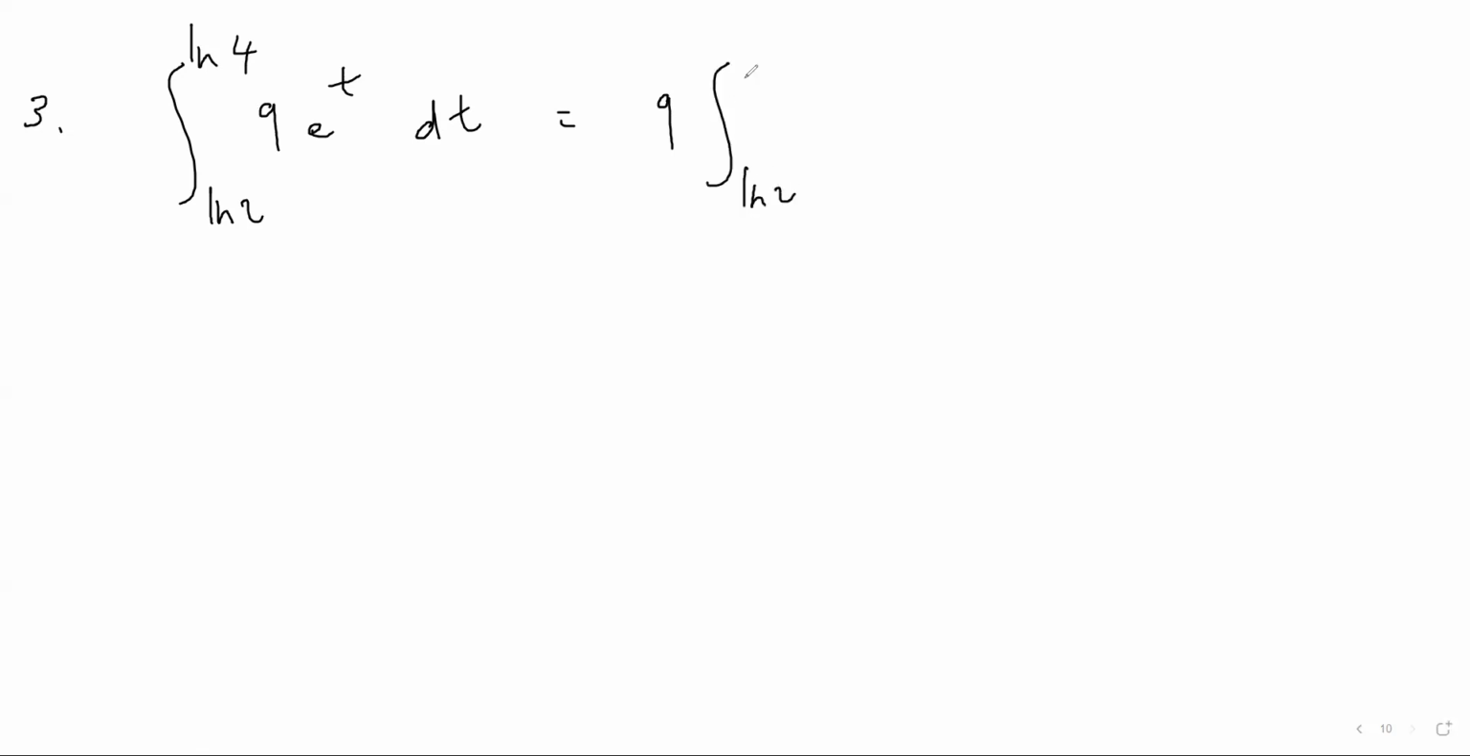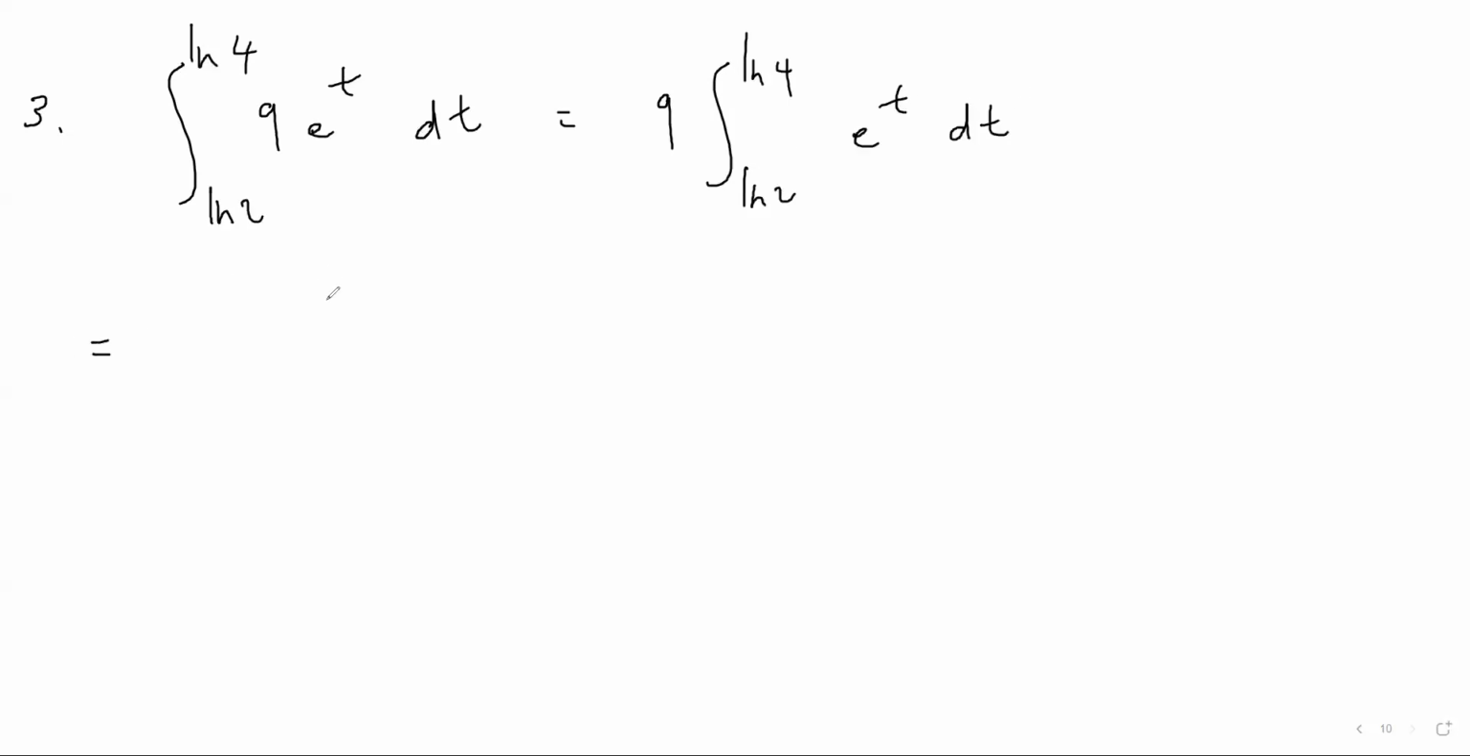Now let's look at something else, a bit more challenging than those two, but it's pretty much the same thing. Now we're integrating 9e to the power t with respect to t, from ln 2 all the way to ln 4. There's a constant involved here, so you can apply one of the rules of integration and take the constant out of the integral. Now you're left with the integral from ln 2 to ln 4 of e to the power t with respect to t.